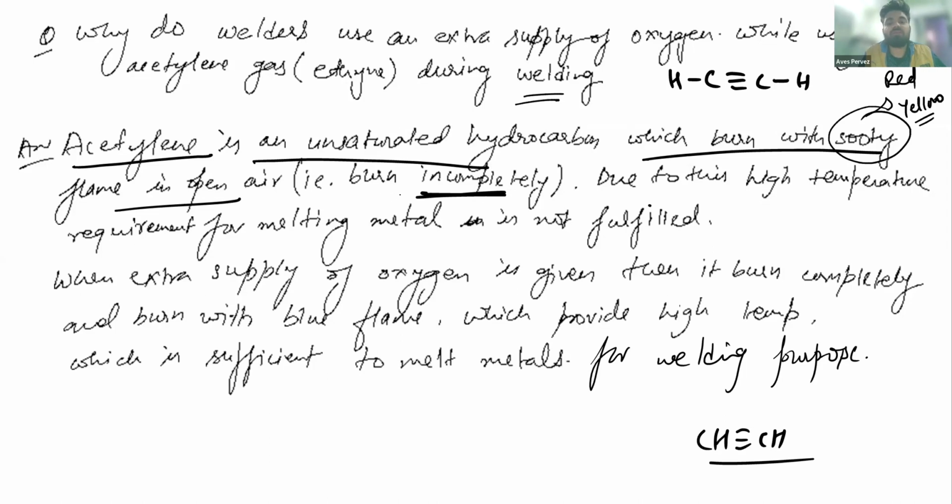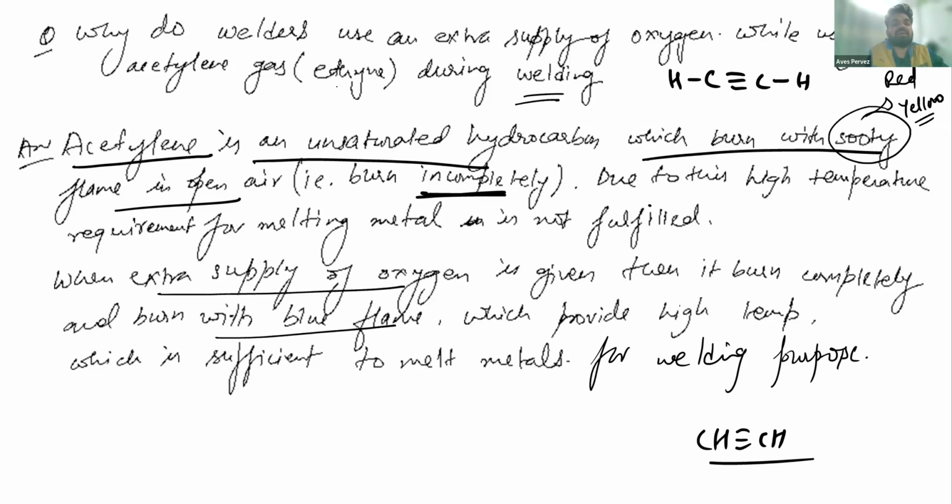Okay, it burns incompletely. Due to this, the high temperature requirement for welding purpose is not fulfilled. Everybody should maintain proper notes. This is very important. If an extra supply of oxygen is given, then it burns completely and burns with a blue flame. So when extra supply is given, acetylene gas starts burning with a blue flame.